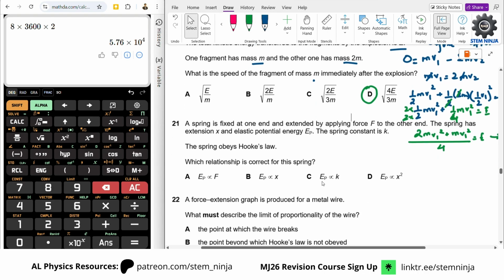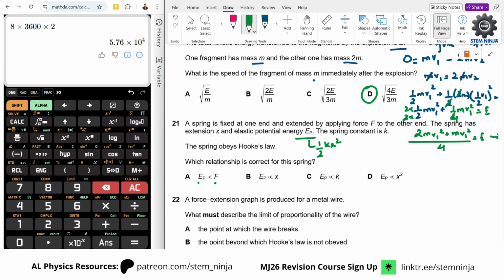A spring is fixed at one end and extended by applying force F to the other end. The spring has extension x and elastic potential energy Ep. Spring constant is k, so Ep is half kx squared. What is the correct relationship for the spring? Ep is proportional to F. That is correct because this is half Fx.